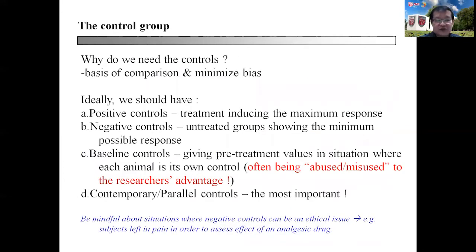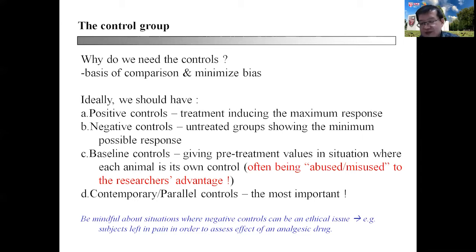So why do we need controls then? The controls actually forms the basis of comparison and to minimize bias. Ideally, we should have positive controls that is actually a treatment group inducing or showing the maximum response. And opposite to that, we have a negative control group, whereby untreated groups are showing minimum possible response. And on top of that, it will also be nice to have a baseline controls, whereby it is actually going to give us pre-treatment values in situation where each animal is actually its own control.